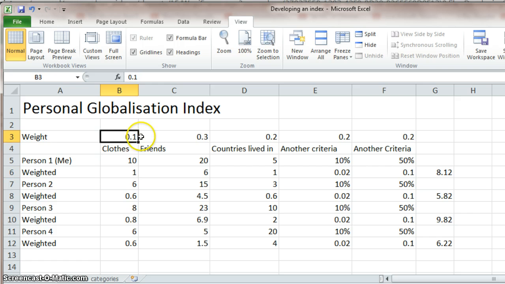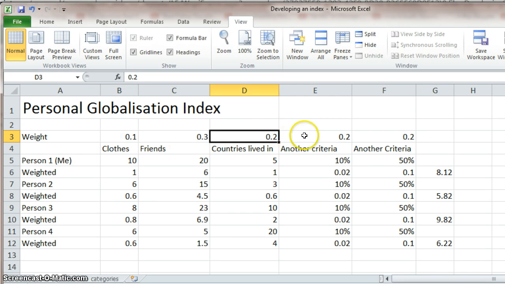Now this is based on the weighting. So for example, clothes, like we've discussed in class, we might say, yeah, it is an indication of globalization, an indication that everyone's getting more globalized, but it shouldn't be weighted as much as other aspects because we haven't really got much choice of buying clothes from abroad due to international trade and comparative advantage that other countries have in terms of producing and manufacturing clothes. So we might just weight it as 0.1.